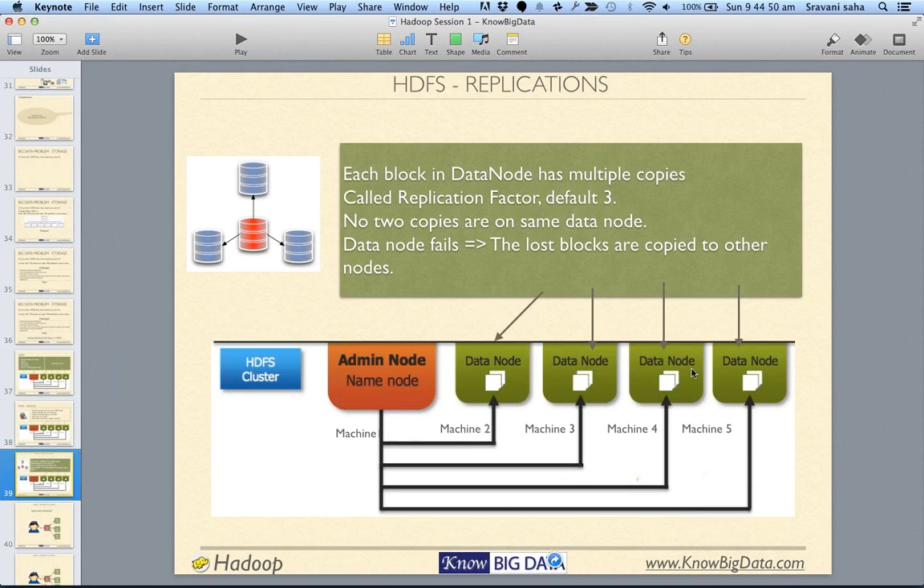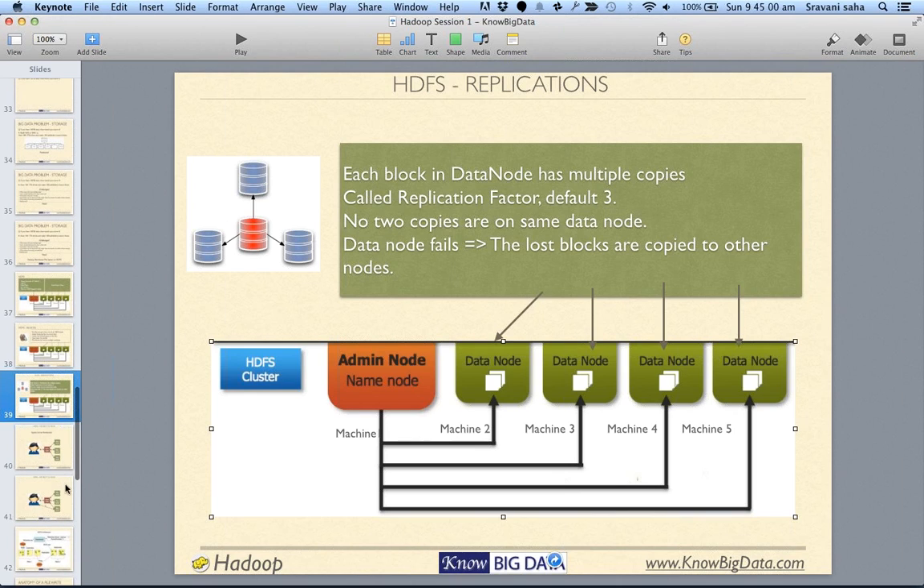Okay. Rakesh says that Hope admin node also has a redundant pair. That's a very good point. Yes, it does. Okay. We'll talk about it in a minute.